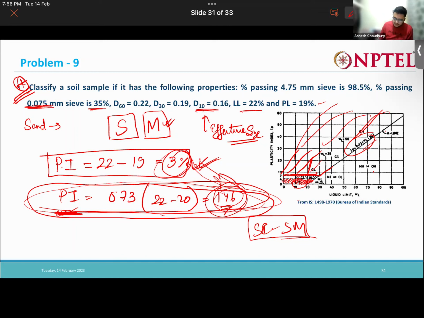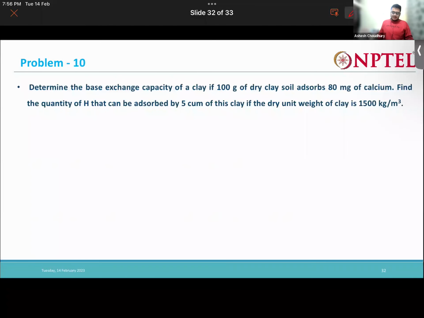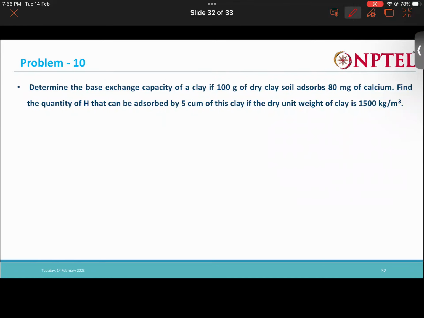Okay, so this is very important. So we have completed all the problems from this topic. One question last week, asked during the discussion, was about base exchange capacity determination. One of you told that this problem is there in the Gopal Ranjan book. Yes, this problem is there in the Gopal Ranjan book, so I will just solve it again for convenience. Also, in the discussion, someone had written that the answer should be none of these.